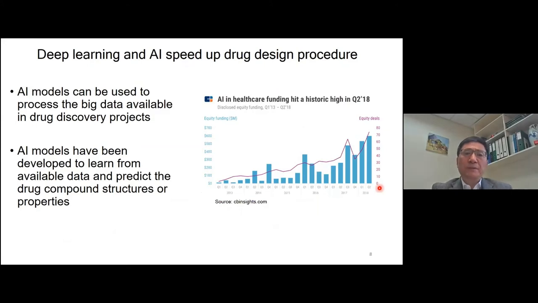Therefore, deep learning and AI will speed up drug design and drug development. AI models can be used to process the big data available in drug discovery projects. The models have been developed to learn from available data, and equally important, to predict drug compound structures and properties. This diagram shows AI in healthcare hitting a historic high in the second quarter of 2018, and you can see the equity funds and equity deals increasing dramatically.